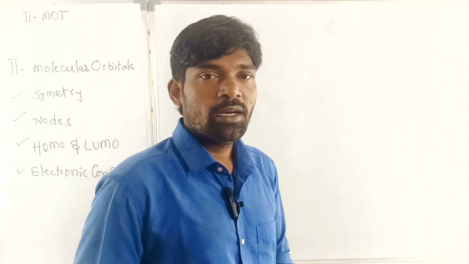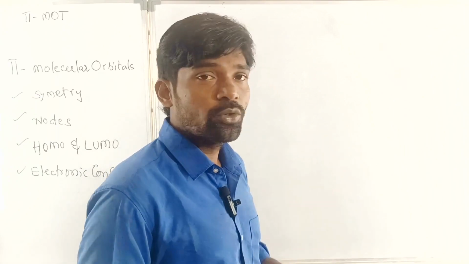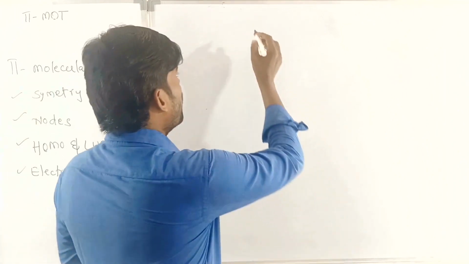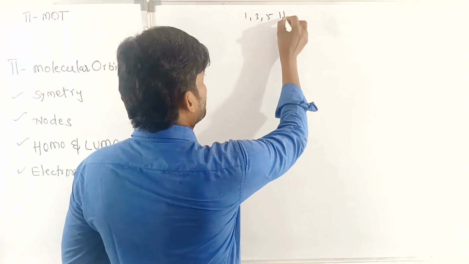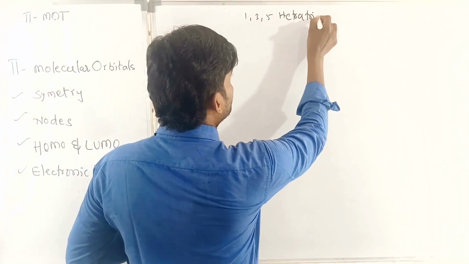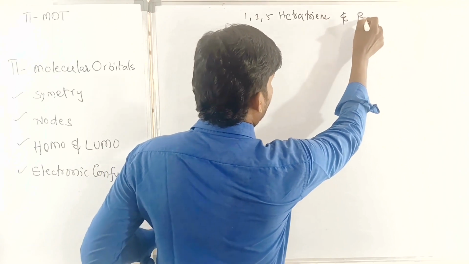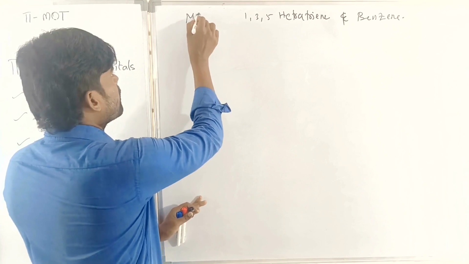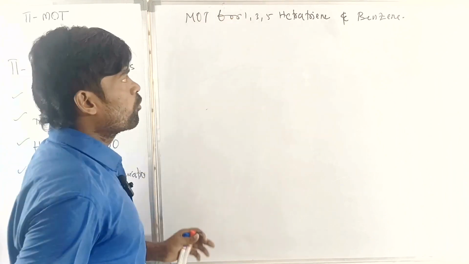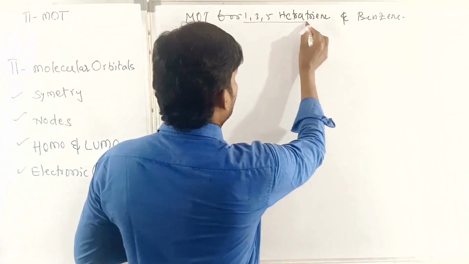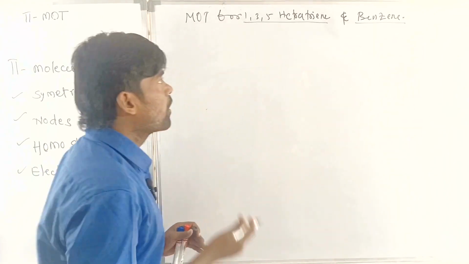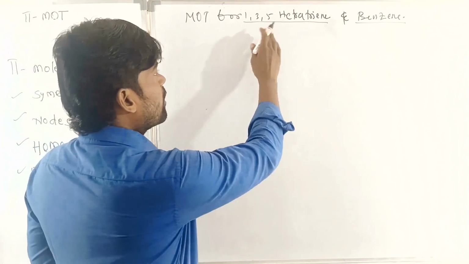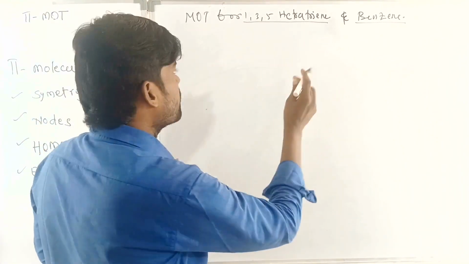Hi students, in today's session I am going to teach you about molecular orbital theory for 1, 3, 5 hexatriene and benzene. MOT for 1, 3, 5 hexatriene and benzene. What is 1, 3, 5 hexatriene? Let's see the structure of 1, 3, 5 hexatriene.